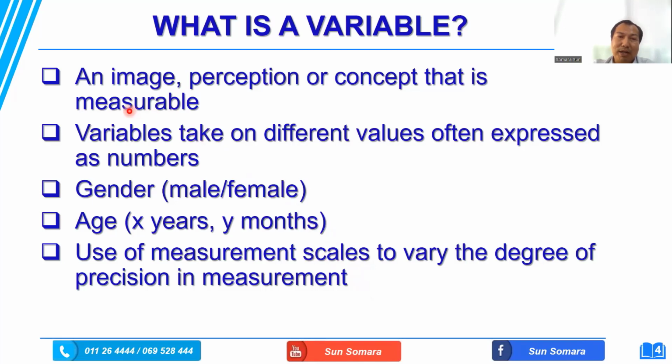What you had better remember here is that a variable is an image or perception or concept that is measurable. Yes, it can be measured, right? And normally it is in numbers. So when we talk about numbers, a variable is normally used with quantitative data here, right?